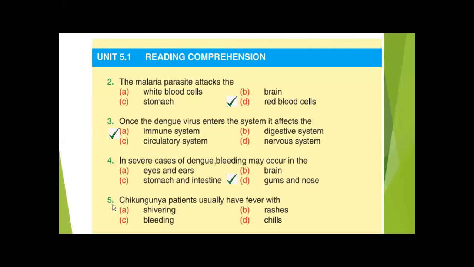Now, sentence number 5. Chikungunya patients usually have fever with A. Shivering, B. Rashes, C. Bleeding, D. Chills. And the correct answer is B. Rashes, because chikungunya patients usually have fever with rashes. Please take the screenshots. Okay, hopefully you have gotten the screenshot.